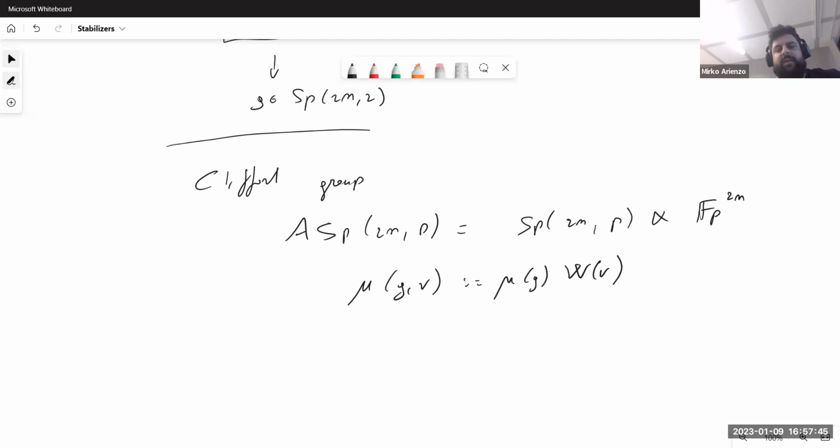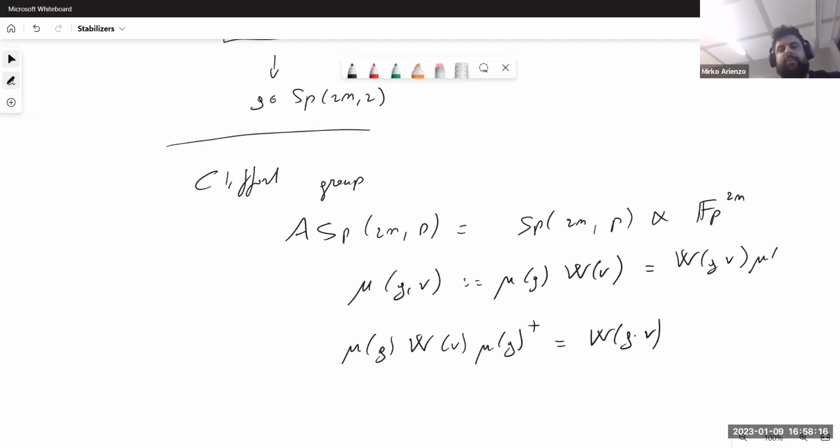Actually, something that I did not mention before is that this mu of G, at least as a general definition, so this is W of G P, can also be written as W of G P mu of G.